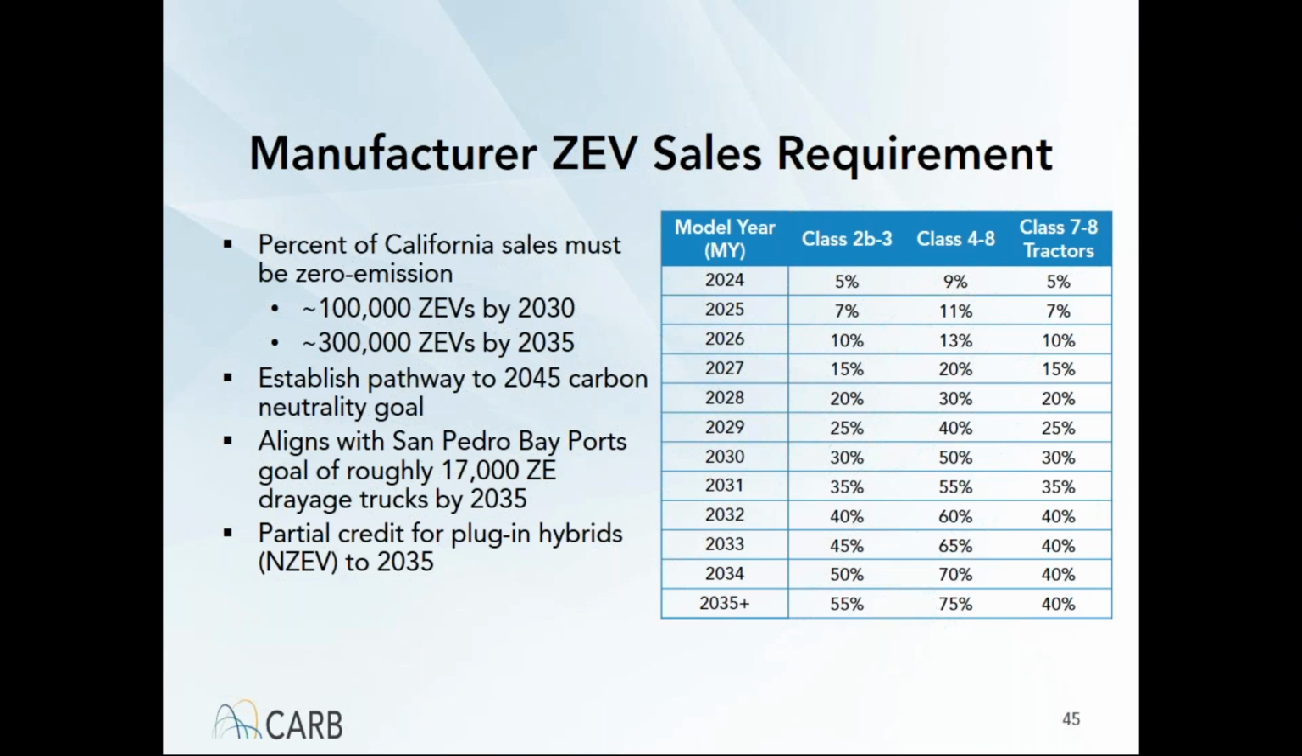This establishes the pathway to get to carbon neutrality by the 2045 timeframe. It already is being used by some areas of the state. You've got the San Pedro Bay ports, which would be the Port of Long Beach and the Port of Los Angeles, that are already doing some of this with their drayage truck fleets. In fact, the Port of Long Beach has almost all, or a lot of, their drayage truck fleet already zero emission. And if the manufacturers can't get to the percentage required, they do have an option of producing hybrids, plug-in hybrids, to get partial credit rather than that being a full zero emission vehicle.